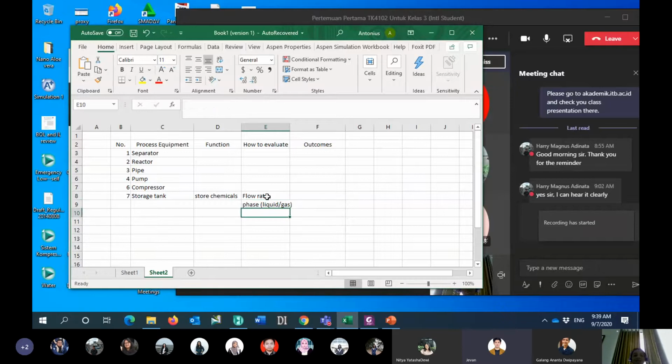Okay, any others? It depends on the operation, sir, because a storage tank can be used sometimes at steady state and sometimes at unsteady state. So it depends on the inlet and the outlet flow rate as well.